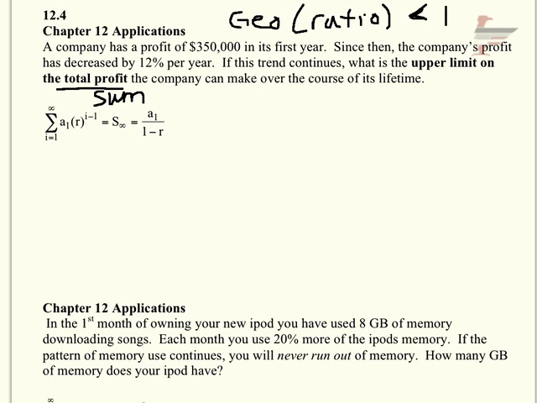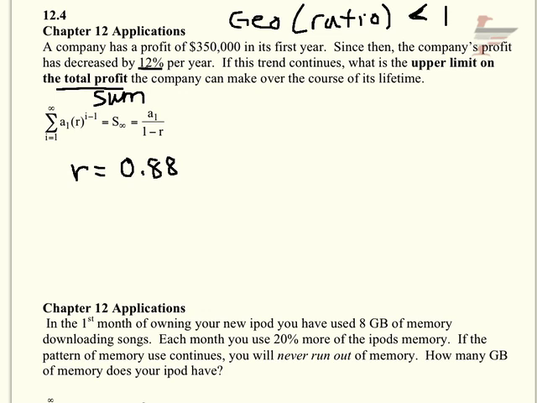that came from. So the ratio, and this is probably the trickiest part, is actually 88%, so 0.88, because that's what you're actually going to be multiplying by every year. Because it decreases by 12%, you have 88% left of your profit.